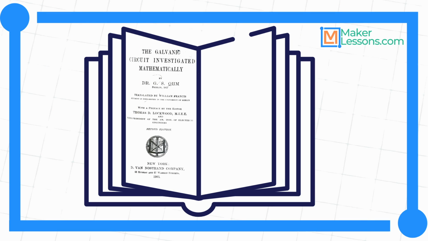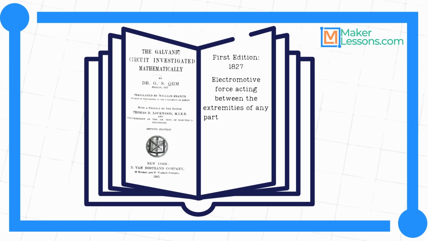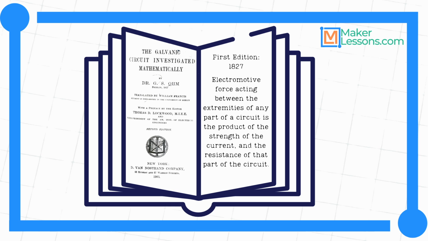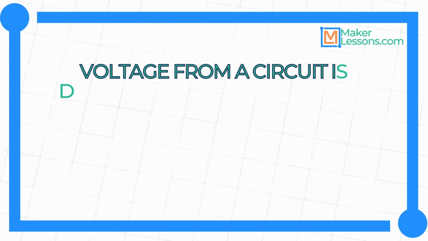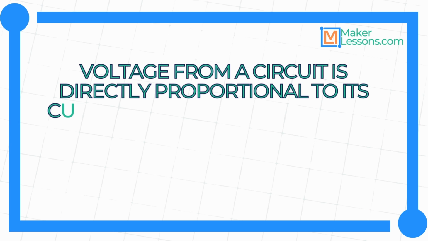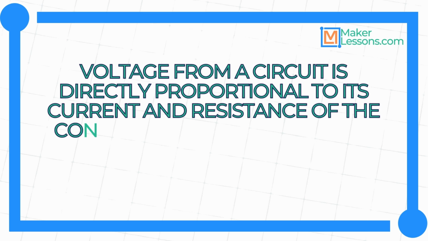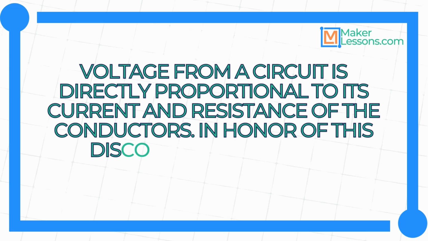Ohm's Law first appeared in the famous book, The Galvanic Circuit Investigated Mathematically, that Ohm published in 1827, in which he gave his complete theory of electricity. In this work, he stated the law for electromotive force acting between the extremities of any part of a circuit is the product of the strength of the current and the resistance of that part of the circuit. In other words, and in plain English, voltage from a circuit is directly proportional to its current and resistance of the conductors. In honor of this discovery, we call this relationship Ohm's Law.